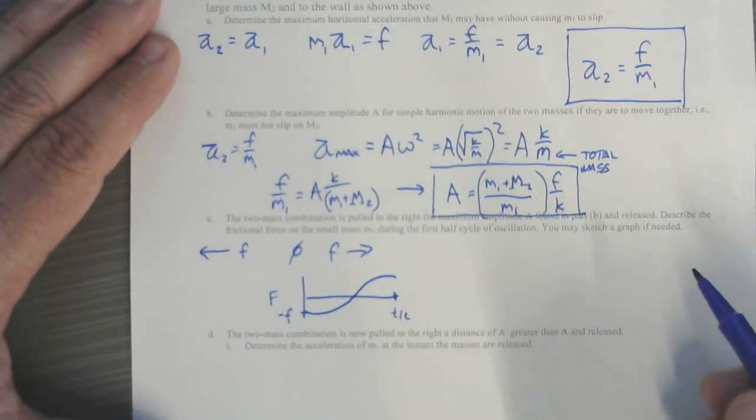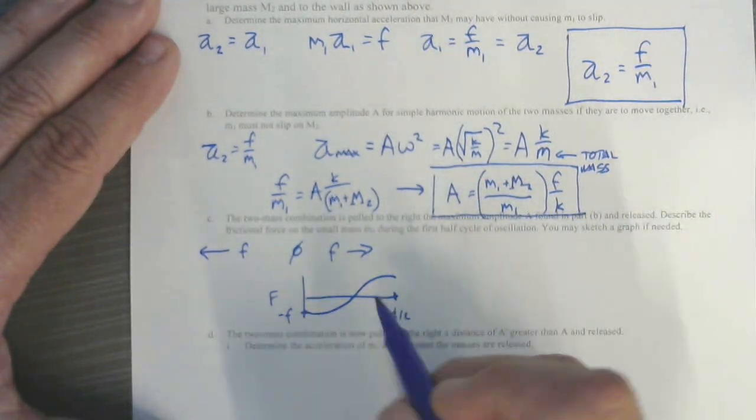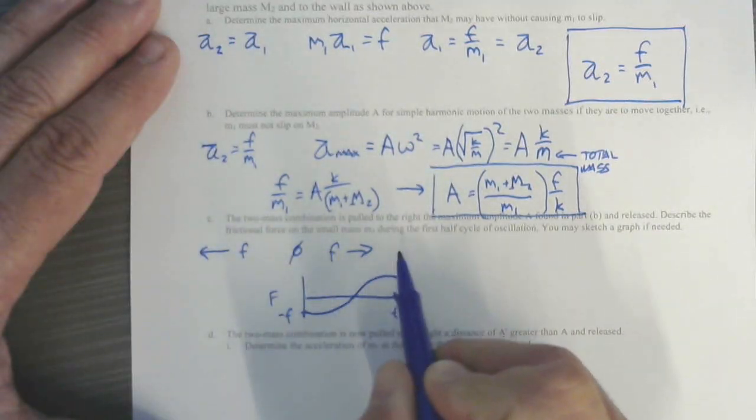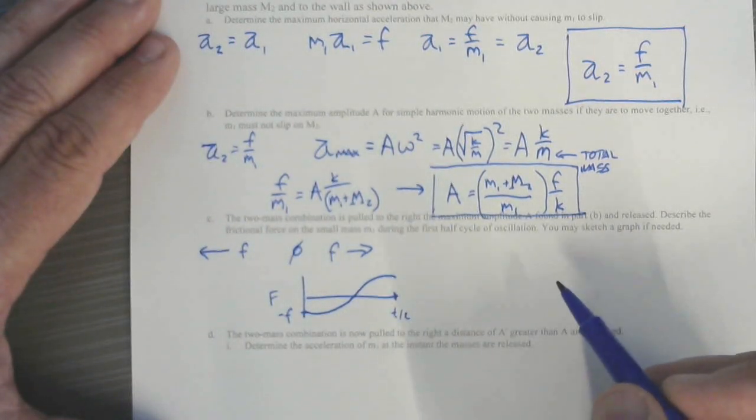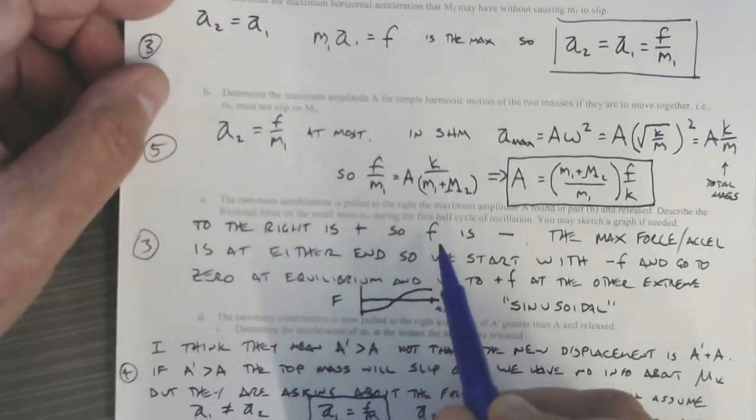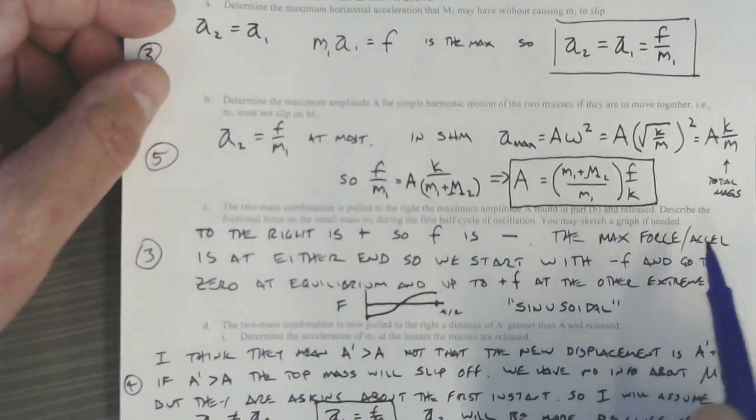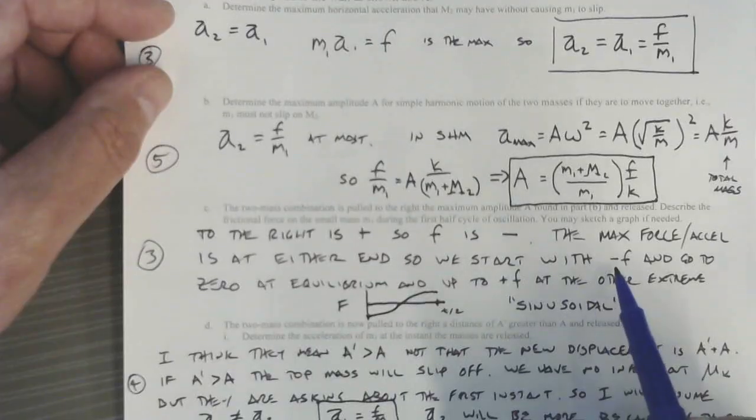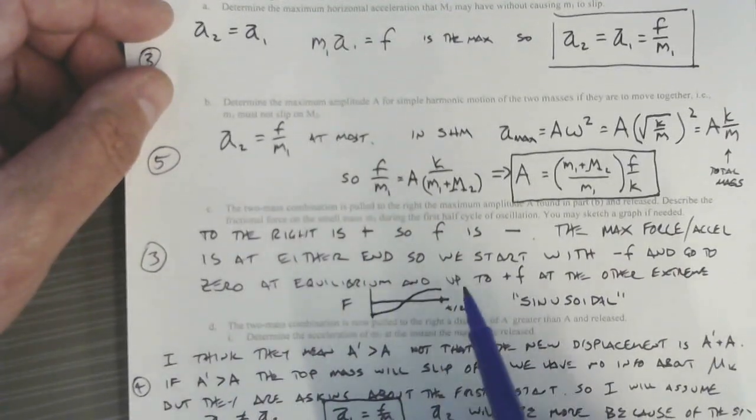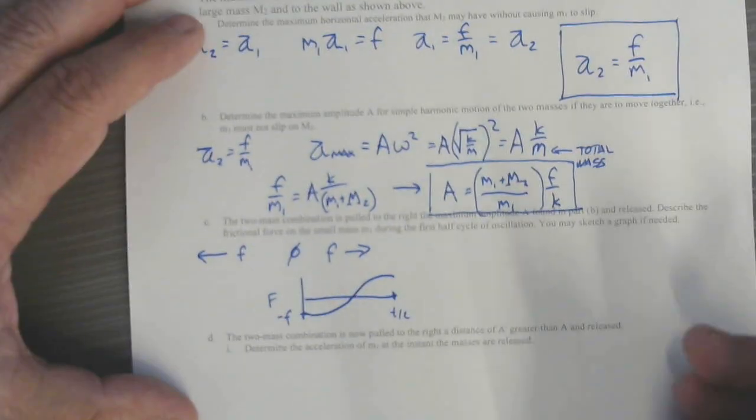If I had to write this as an essay, I would say, this little conceptual drawing, I'd say it in words. I did it before on this one here. I said to the right is positive, so force is negative. The max force and acceleration is at either end, so we start with minus F and go to 0 at equilibrium and up to positive F at the other extreme. So that's one way you could say it.